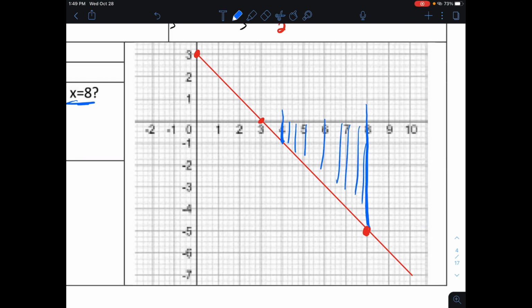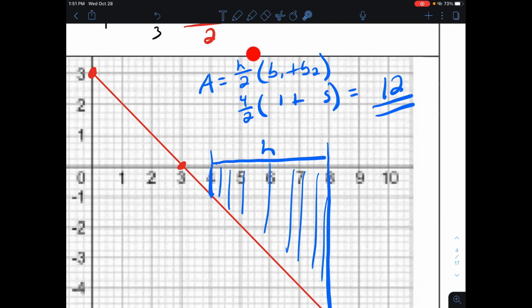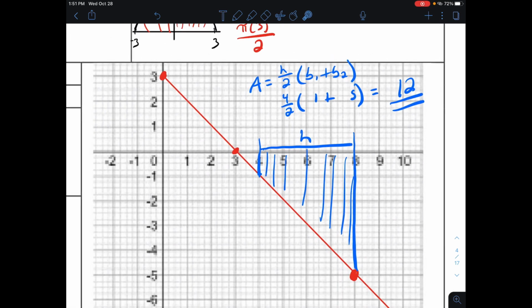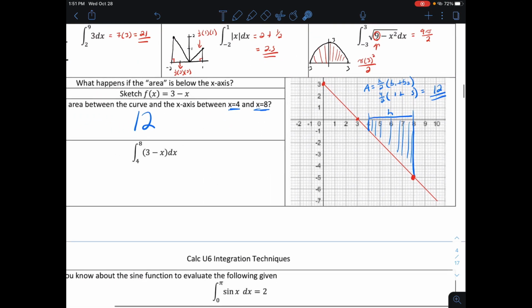Now, the shape formed is actually a trapezoid, and so the area would be h over 2 times base 1 plus base 2. And so we use our trapezoid formula, h over 2 times base 1 plus base 2, and h is 4. So we get 4 over 2 times base 1, which is 1 unit, plus base 2, which turns out to be 5 units, and so we get an area of this trapezoid of 6 times 2, which is 12. So the area of that shape is 12.